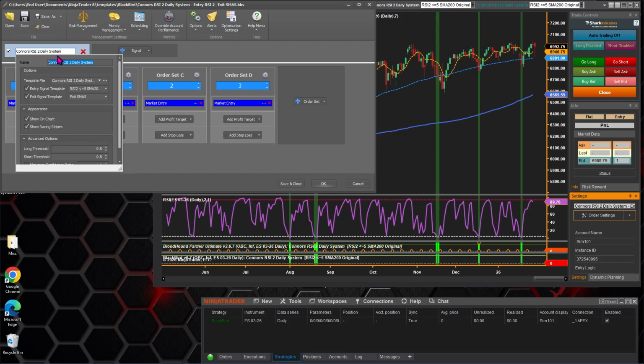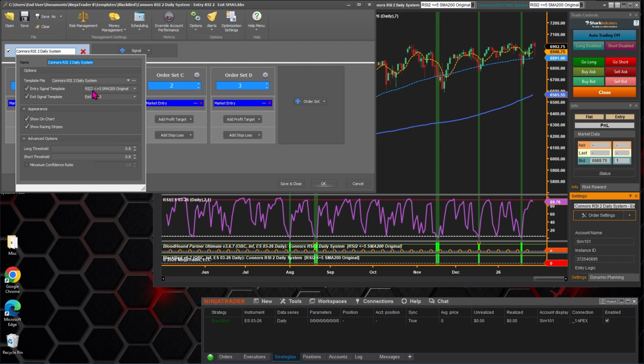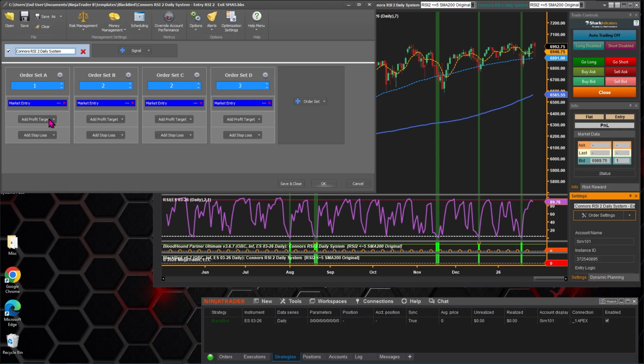If we look at the entry signals, as you might expect, this is for the original system. The entry signal is set to the original entry signal system, and the exit signal is set to exit on the SMA 5. If you wanted to use that looser SMA 7, all you have to do is switch it over. It's pretty straightforward. You'll notice there are no targets and no stop losses, per the original Larry Connors system. You just exit the trade entirely when the market crosses that SMA 5.